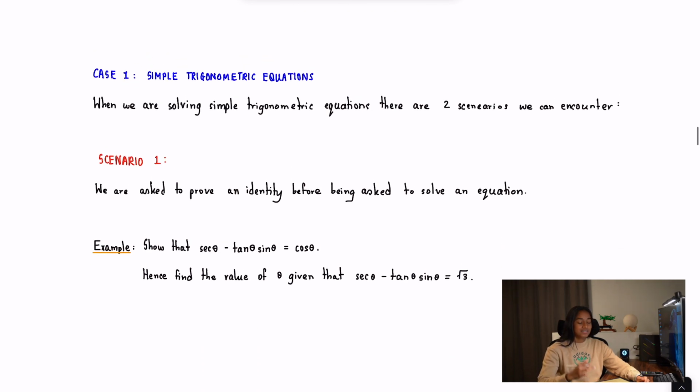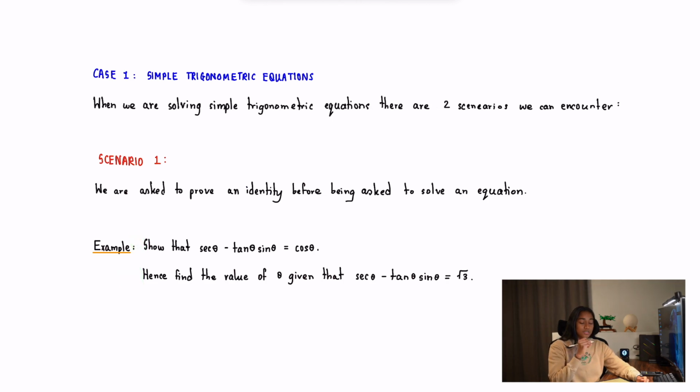The first case, simple trigonometric equations. When we are solving simple trig equations, there are two scenarios that we can encounter. The first scenario is if we are asked to prove an identity before being asked to solve that particular equation. In this example, we have part 1 and part 2.